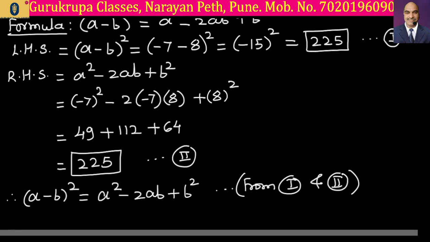So thus students, today we have learned the algebraic formula. Two formulas we learned here. a plus b whole square is equal to a square plus 2ab plus b square. Second formula, a minus b whole square is equal to a square minus 2ab plus b square. And by taking the values of a and b, we verified both the formulas. I hope that you understood all these steps, all the concepts regarding the algebraic formula which we have learned today.